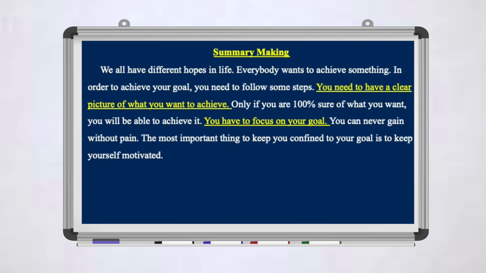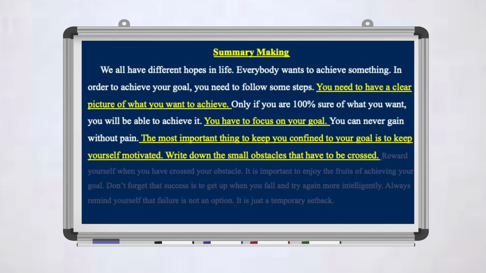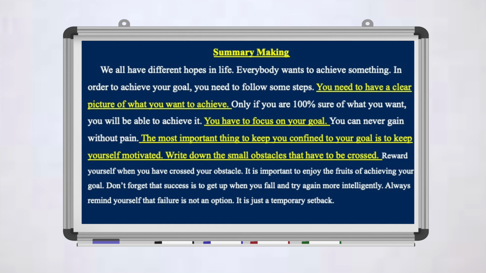So let's highlight that. You can never gain without pain. The most important thing to keep you confined to your goal is to keep yourself motivated. Write down the small obstacles that have to be crossed. This is another answer that could help us. Reward yourself when you have crossed your obstacle. It is important to enjoy the fruits of achieving your goal. Don't forget that success is to get up when you fall and try again more intelligently. Always remind yourself that failure is not an option, it is just a temporary setback. This also could be another answer that could help us.